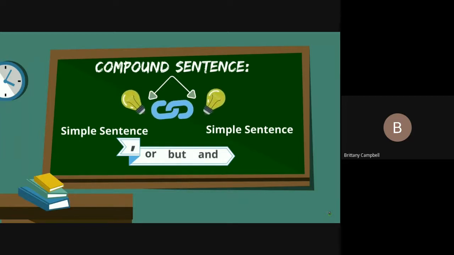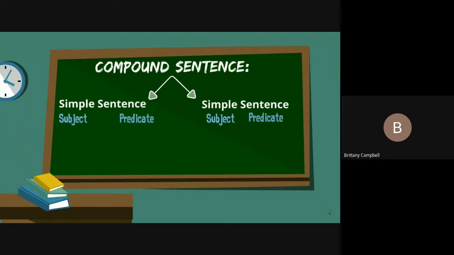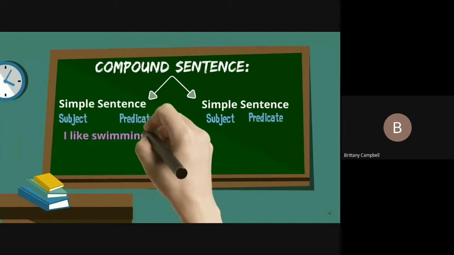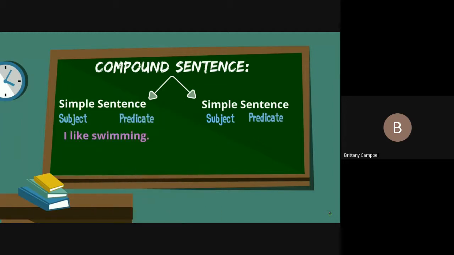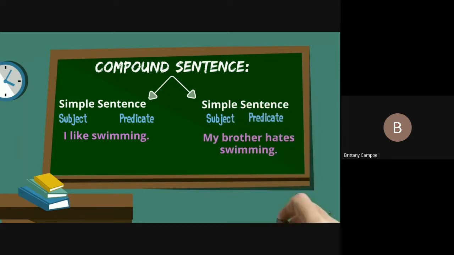The two sentences are not dependent upon one another. What does that mean? Well, it means that each one of them has its own subject, predicate, and expresses a complete thought. I like swimming. This sentence has its own subject, predicate, and it expresses a complete thought. My brother hates swimming. This is another sentence with its own subject and predicate. The two sentences are not depending on each other.